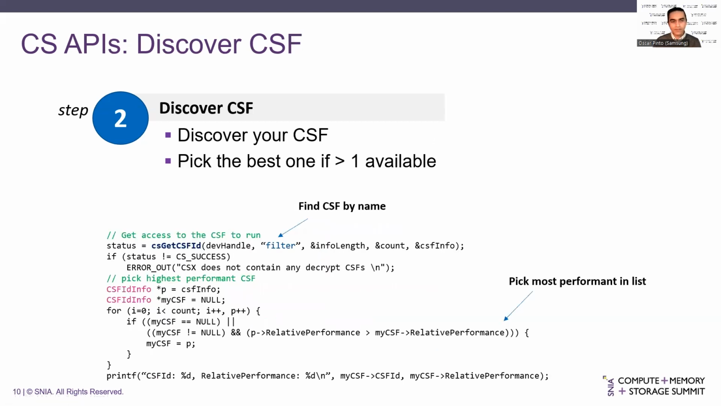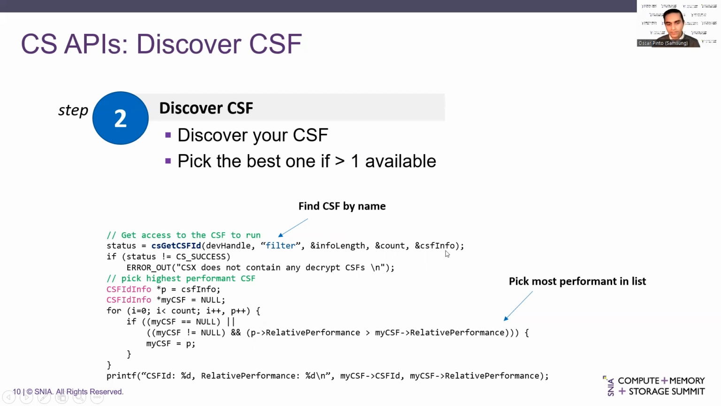Once you have discovered your CSX, you would discover your CSF, your function. For that, we use the API get CSF ID. Here, you provide the device handle you got from your previous step, and you specify the filter. The CSF here is the filter that you want to get access to. The outcome of this is one or more CSF infos. The count specifies that if there is more than one, you would walk that list and find out which is the best one you want to use.